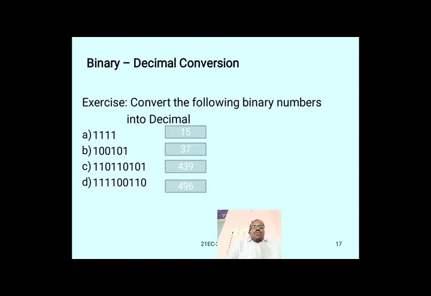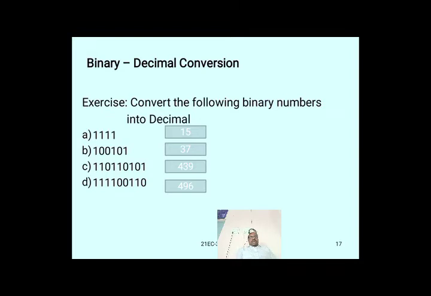1, 1, 0, 1, 1, 0, 1, 0, 1. Answer is 439. 1, 1, 1, 1, 0, 0, 1, 1, 0, the answer is 496. Here the representation is not given. Please make a note of it and kindly represent that in the result also. For a binary number you must show the base value, that is 2. For a decimal number we want to show the base value 10.